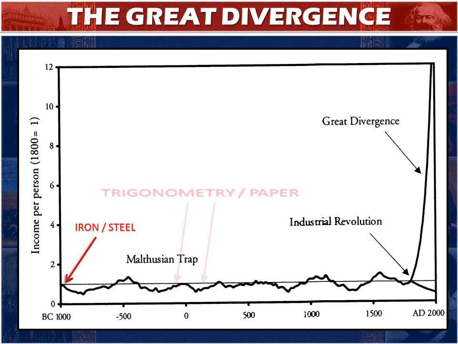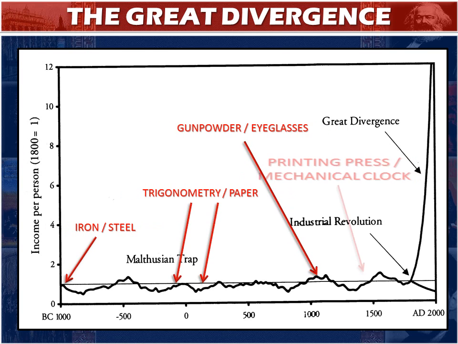Now, another way to look at this is that all these inventions that we think changed the world, the invention of iron and steel, trigonometry, paper, gunpowder, eyeglasses, the printing press, the mechanical clock, all this technology made almost no change in, let's say, the material progress or the material level of the world.